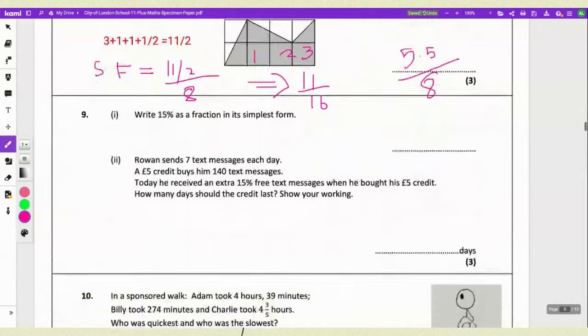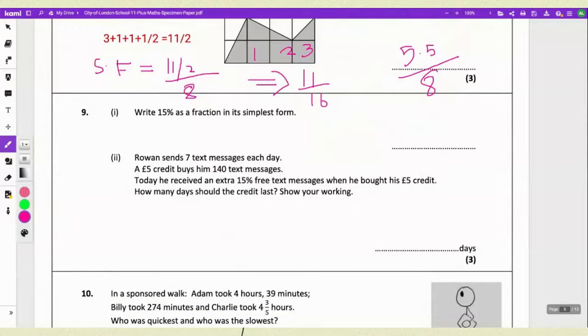In number 9, they are saying write 15% as a fraction in the simplest form. As you know that 15 over 100 goes like that.